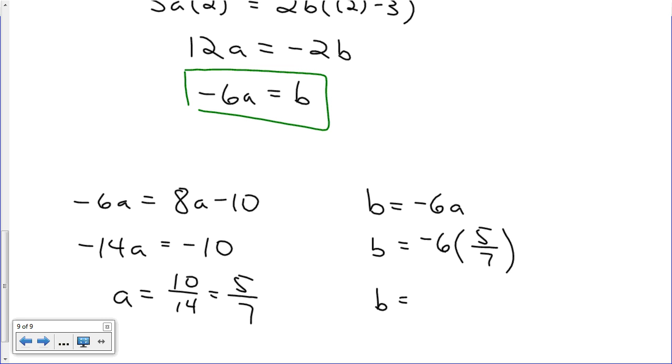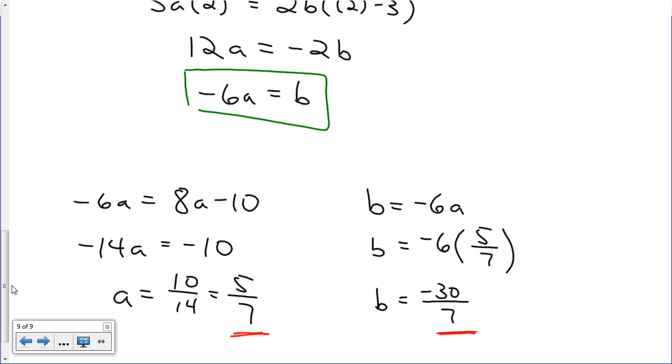And so b turns out to be equal to negative 30 over 7, I guess is how I'll write that. And so there's our solution there. We have a is equal to 5/7, and we have that b is equal to negative 30 over 7. And so let's see what happens. They said to graph our solution and see what happens here.